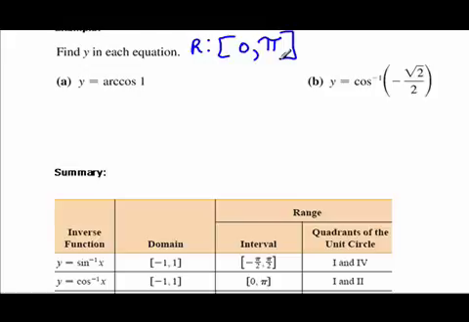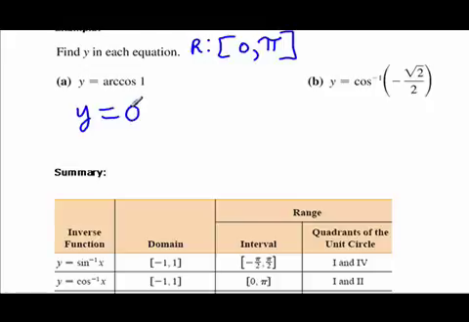What angle from 0 to pi has a cosine of 1? Just 0. Pi would be negative 1. So here we would say y is equal to 0.